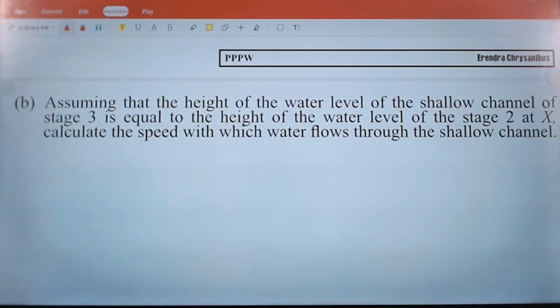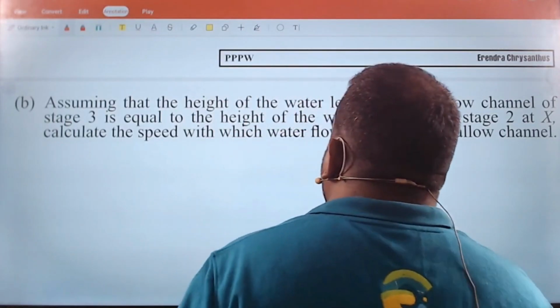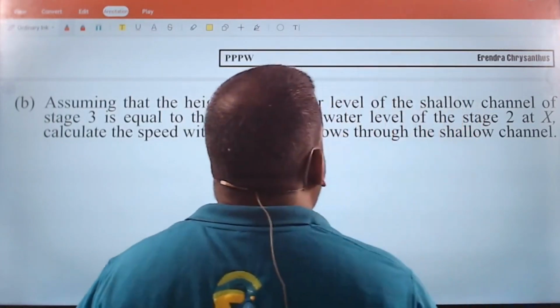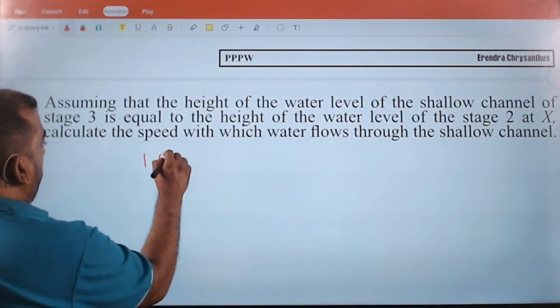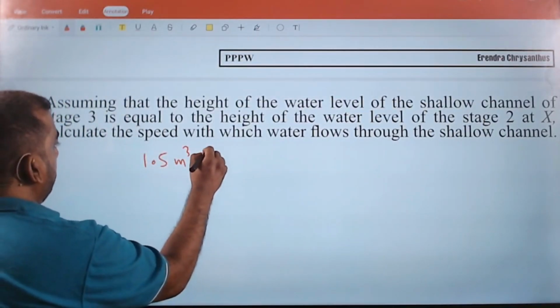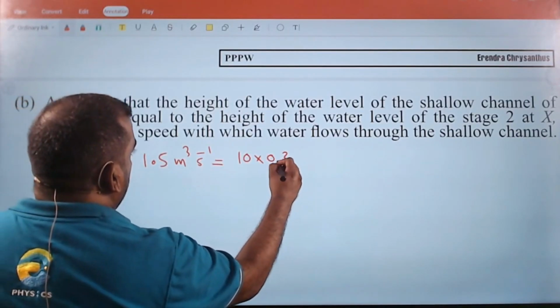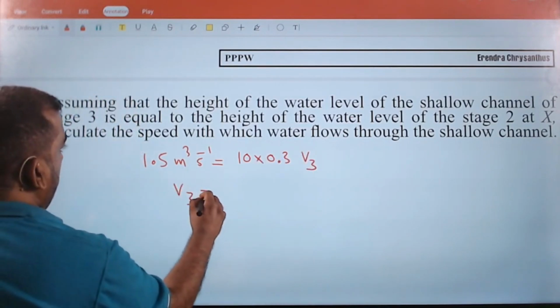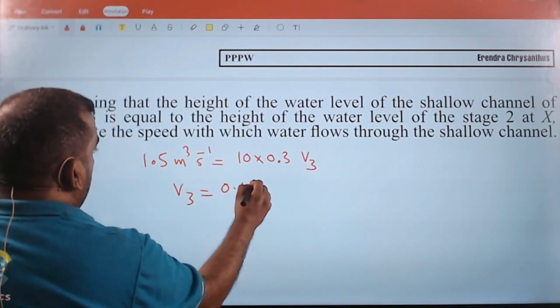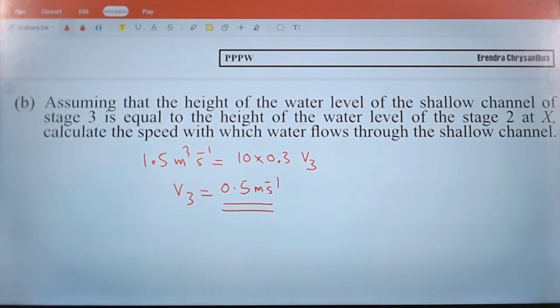Assuming that the height of water level in the shallow region in stage 3 is equal to the height of water in stage 2, right? Calculate the speed. Same 1.5 cubic meters per second. Area is 10 meters into 0.3. Velocity in stage 3, V3 is equal to 0.5 meters per second.